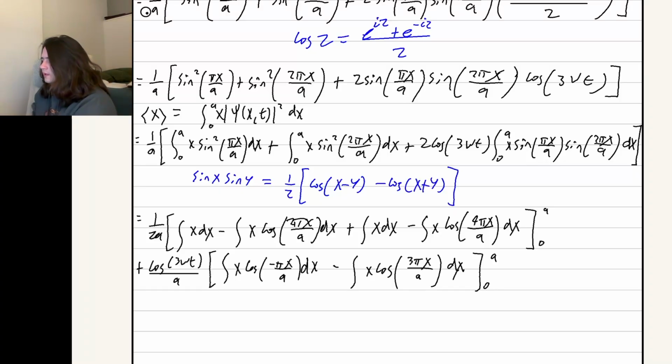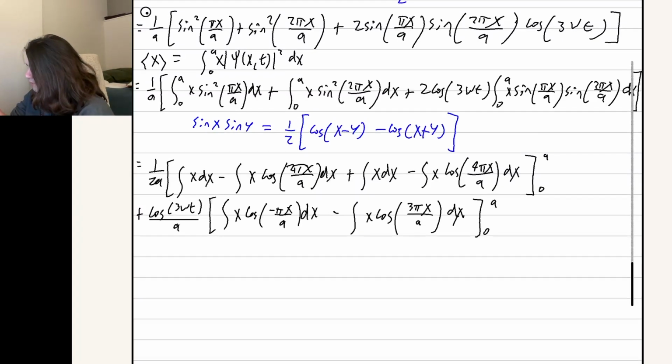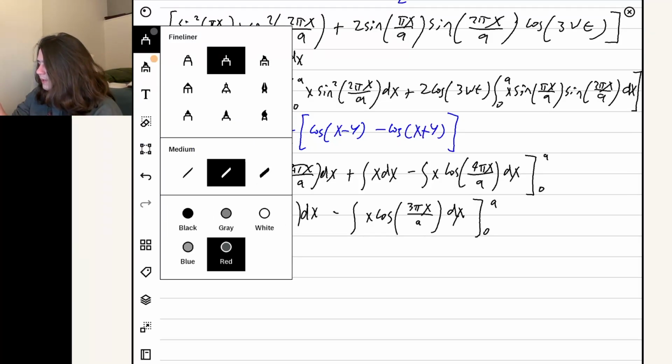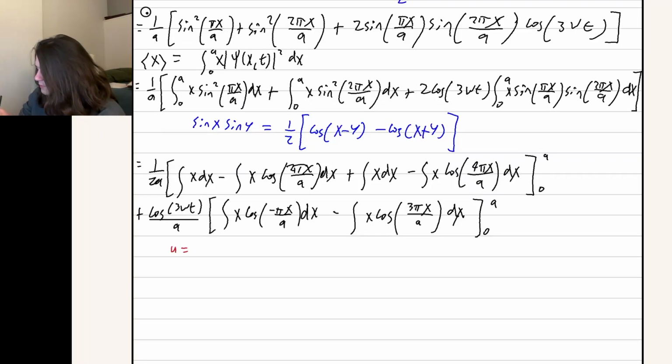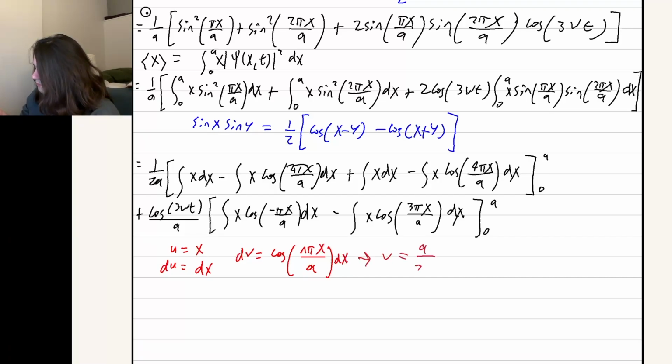It's a lot of funky little integrals. And all four of these cosine integrals have to be evaluated independently via integration by parts. So let's come up with a system of integration by parts where we set u equal to x, du is dx. We have all these cosine terms for dv, so cosine n pi x over a dx, and then the integral of that is a over n pi sine n pi x over a.